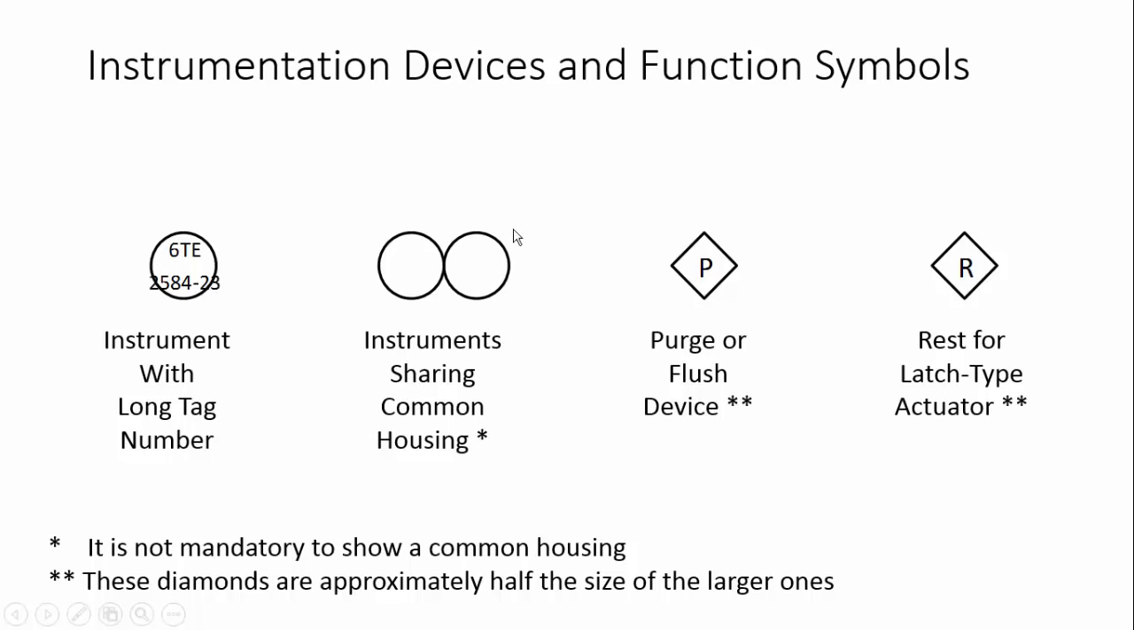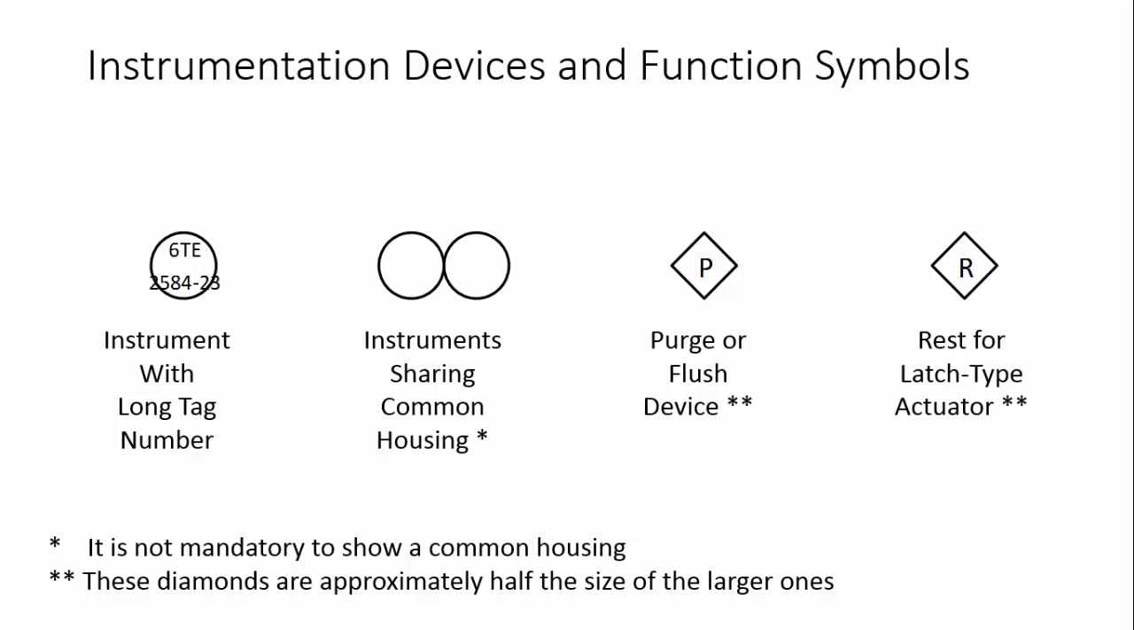Two circles together, in this case again, it's a field-mounted instrument, but that means that the instruments are sharing a common housing. So I may have one instrument and another instrument that work together, and they're in the same instrument housing. It's not mandatory to show instruments in a common housing. However, it's a good idea to do that because that gives you even more information about what is in that particular instrument.